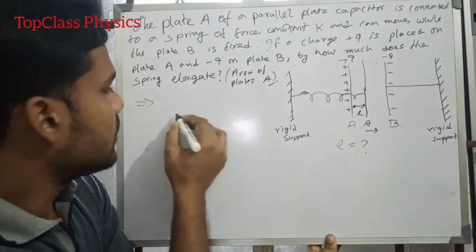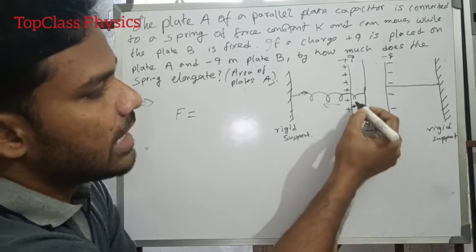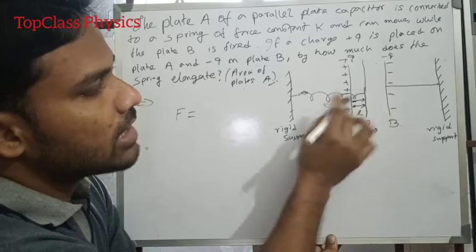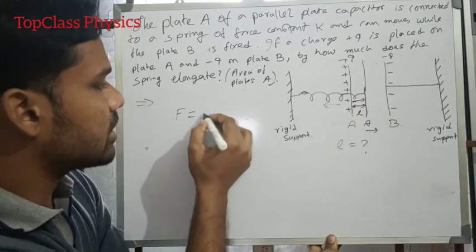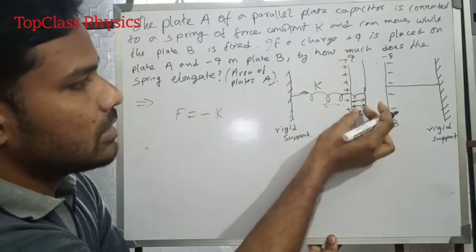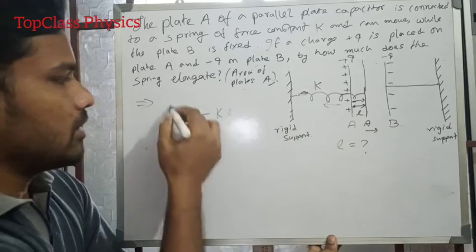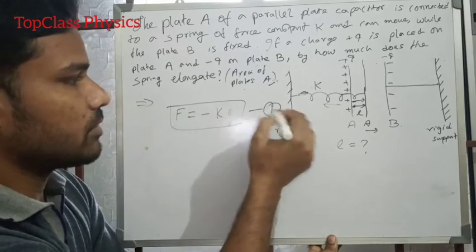So what will be the spring force? F, because the spring force is directed this way, and the spring is elongated in this direction, so they are in opposite directions. So it is minus K, where K is the spring constant given here, times the elongation L. So this is the force, this is equation number one.